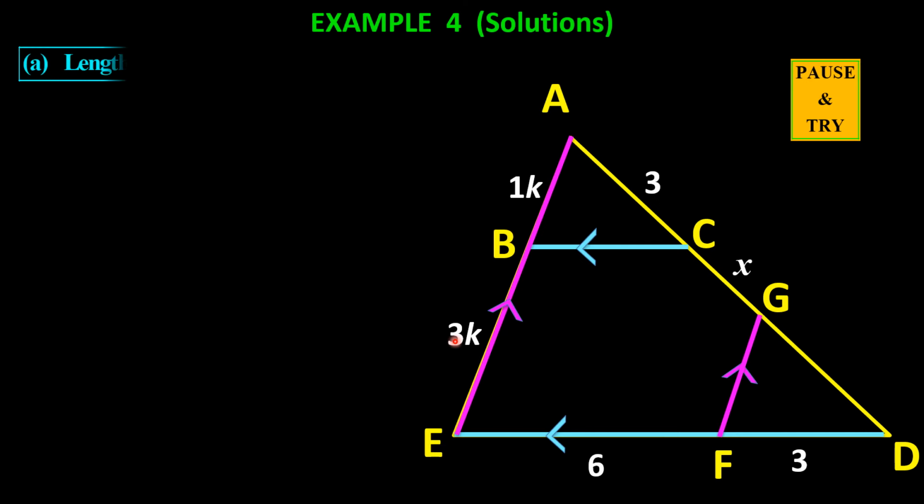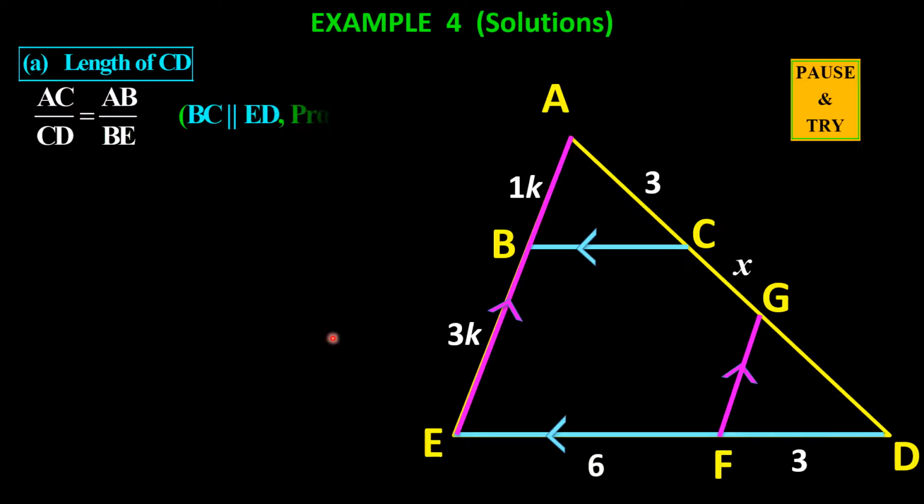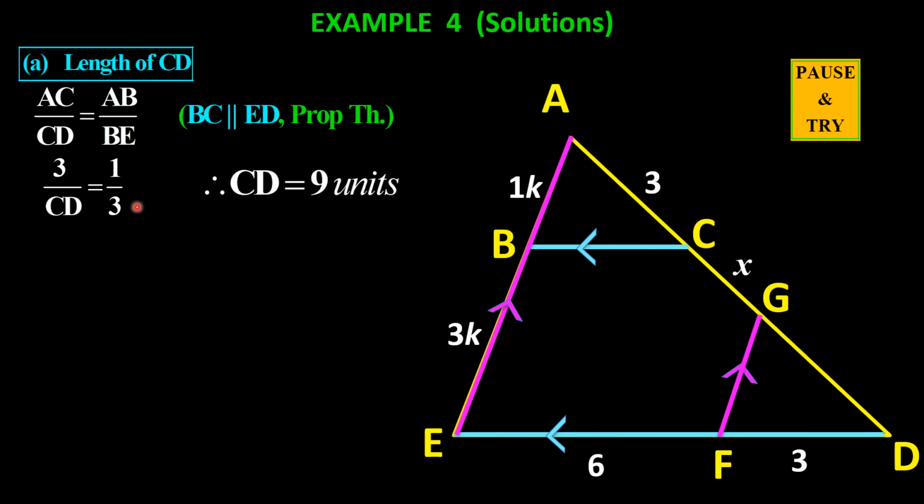Now let's look at our question. Calculate the length of CD. So if we look at CD, you can see there, C goes with this light blue parallel line, and same with D. So I'm going to use BC and ED as parallel lines using the proportion theorem to calculate that. So I've got AC over CD is AB over BE. We can substitute. AC is 3, CD is the required, AB is 1, and BE is 3 because 1 is to 3. Therefore, CD is equal to 9 units.